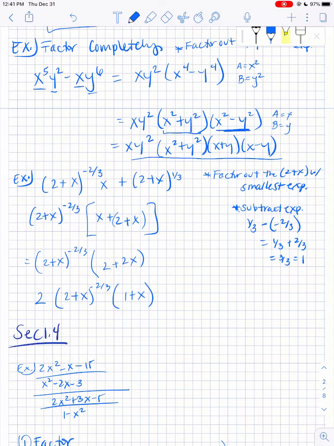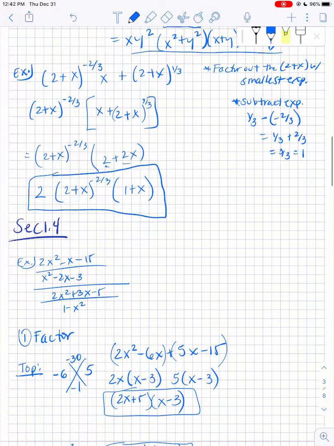So I have 2 plus x to the negative 2/3, times x plus 2 plus x, because this is 3/3, which is 1. And then I could do some arithmetic here in the brackets. So I could do 2 plus x to the negative 2/3, times 2 plus 2x. And then I could factor out a 2 that's in common here. So I'm left with 2 times 2 plus x to the minus 2/3, times 1 plus x.